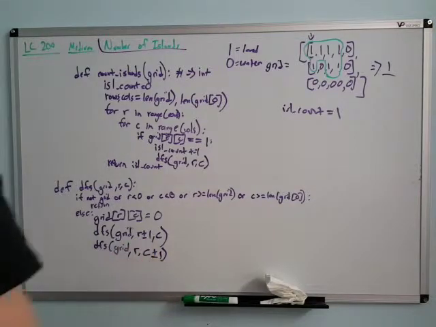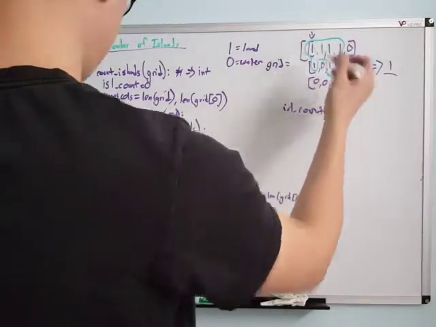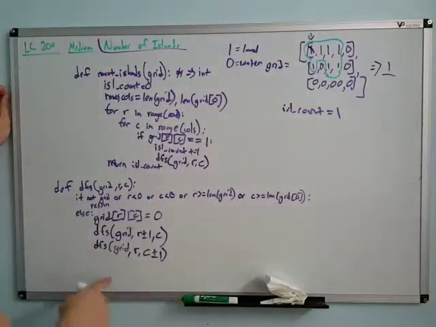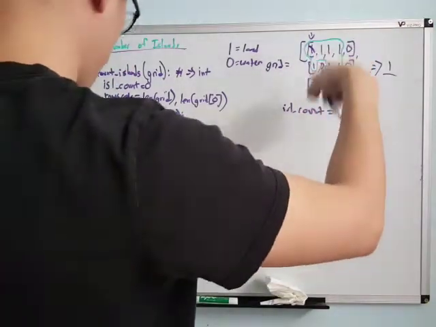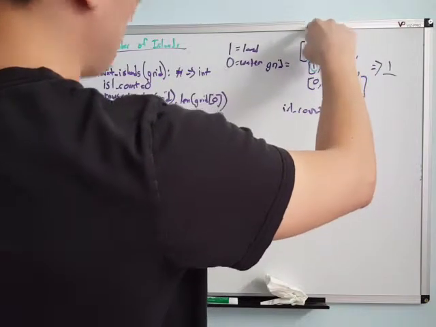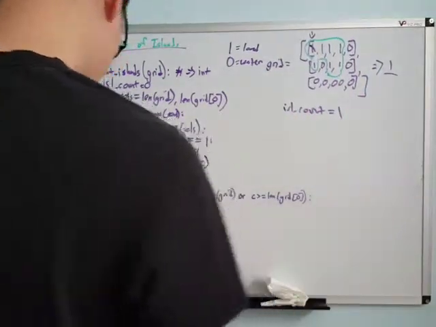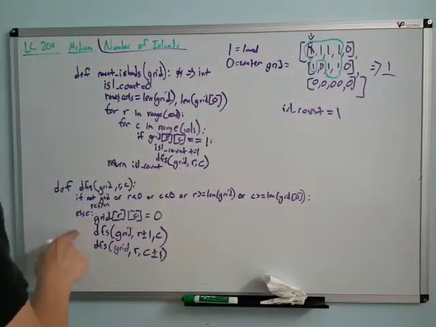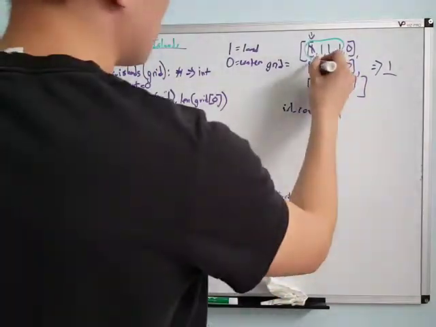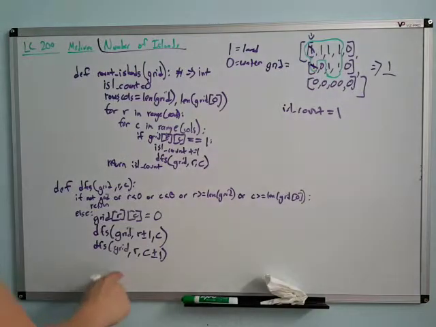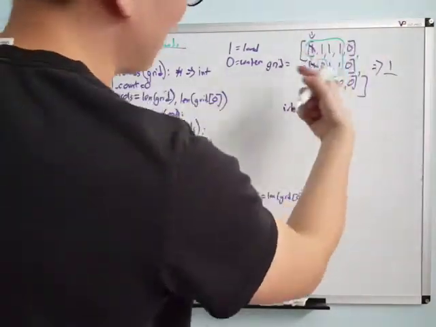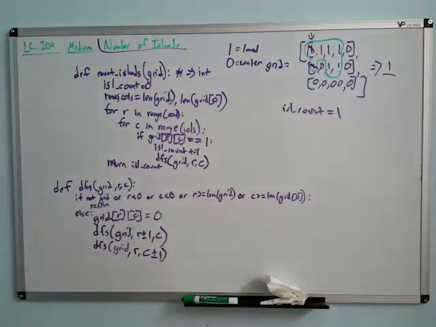So what happens here is we go here, we set this one to 0. I'm just going to cross it out. And then we'll go recursively. We'll check the bottom one, the top one. Top one's out of bounds, so we don't do anything there. Bottom one is within bounds and is 1, right? So we set that to 0. And then we go to the right. Top one's out of bounds. Left one is not out of bounds, but left one is 0.